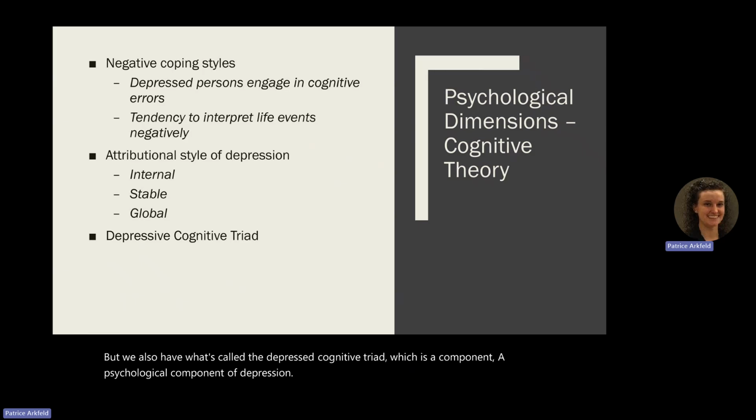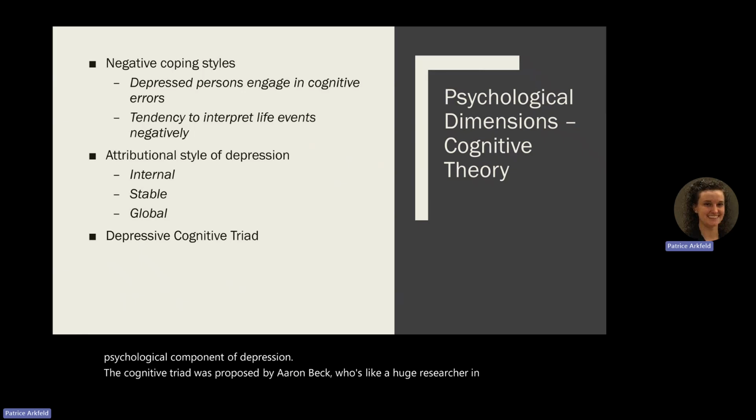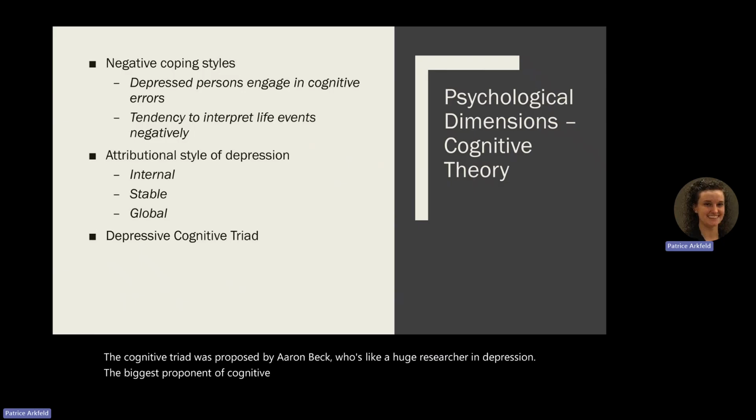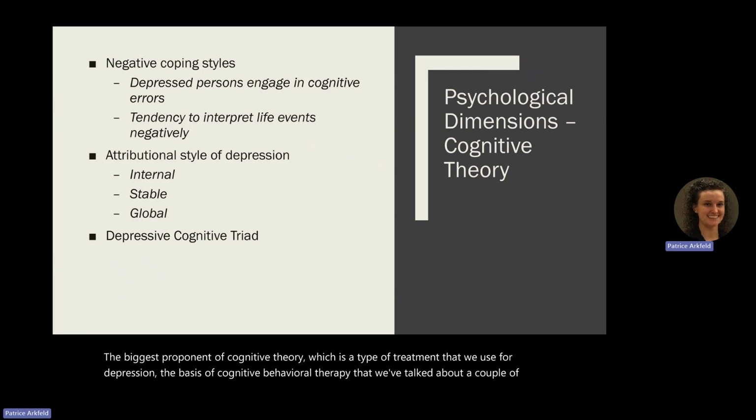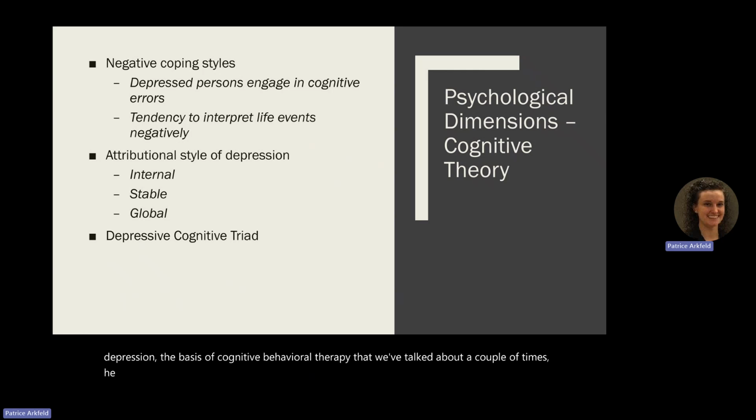The cognitive triad was proposed by Aaron Beck, who's like a huge researcher in depression, the biggest proponent of cognitive theory, which is a type of treatment that we use for depression, the basis of cognitive behavioral therapy that we've talked about a couple of times. He proposed that individuals who are depressed have these 3 depressed cognitive beliefs that will influence their depression, like make it more intense or maintain it.